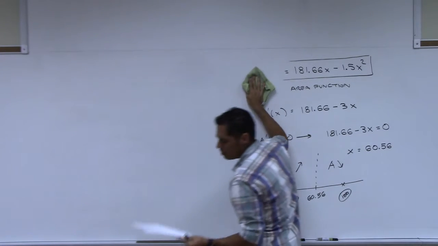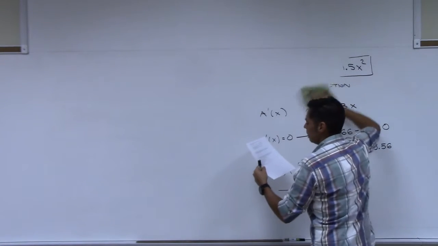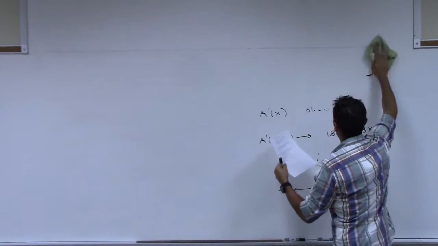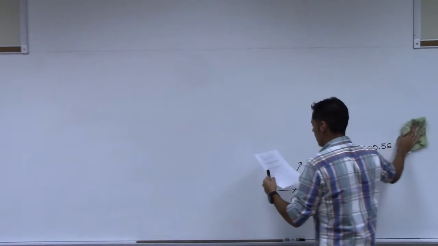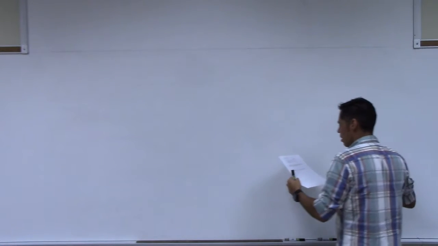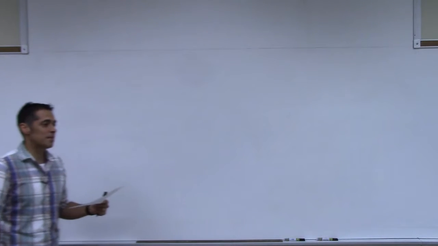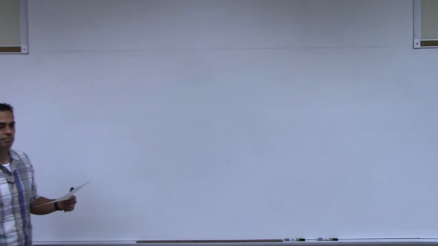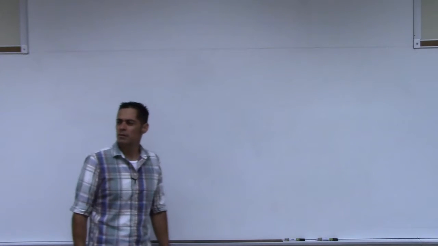A car rental company rents 300 cars per day at a rate of $40 per day. For each $2 increase in price, 6 fewer cars are rented per day. What should the daily rate be adjusted to in order to maximize income? And then what is the maximum income? So y'all remember how I did this?